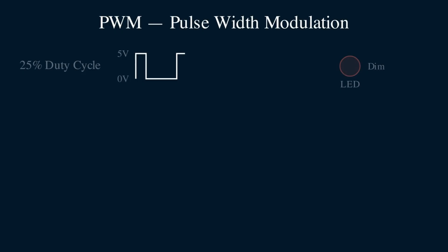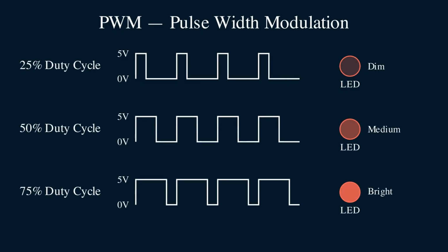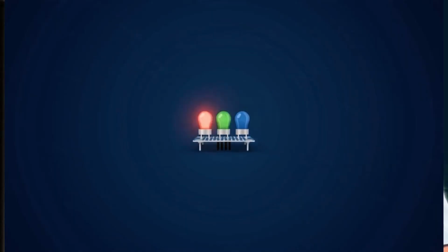But how does D9 control brightness? D9 is a PWM capable pin. PWM stands for pulse width modulation. The Arduino is not actually sending a continuously varying analog voltage from D9. Instead, D9 switches very rapidly between 0 volts and 5 volts. The LED is literally turning fully on and fully off very rapidly.